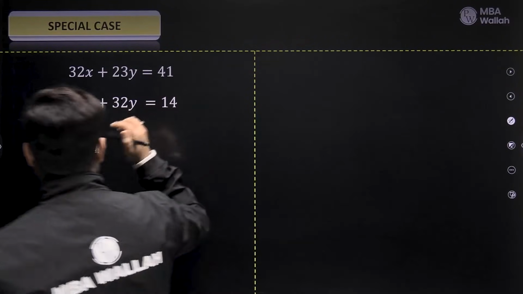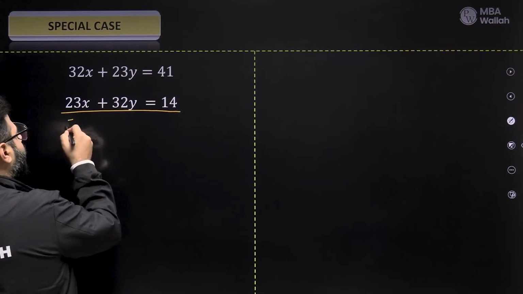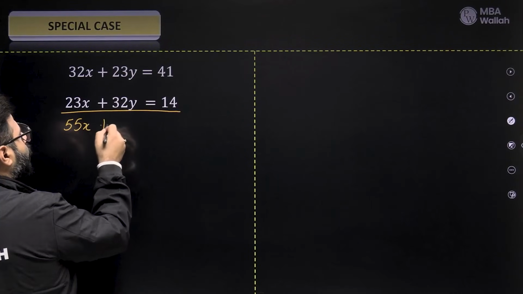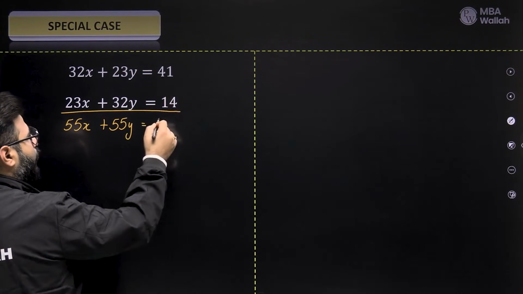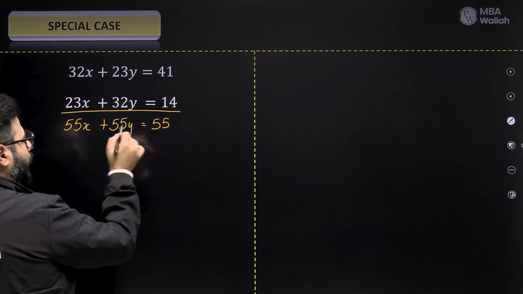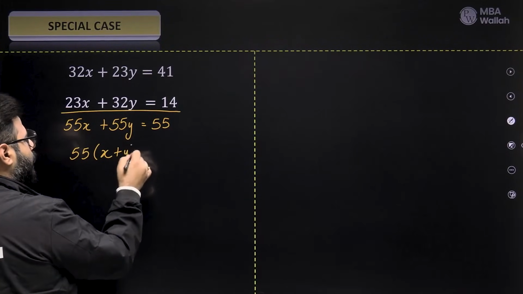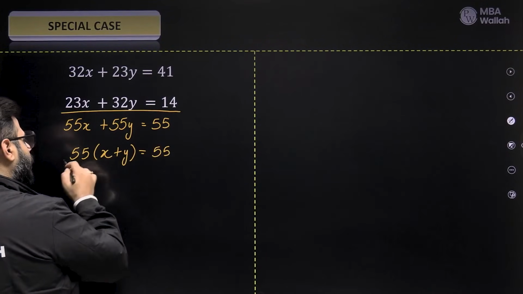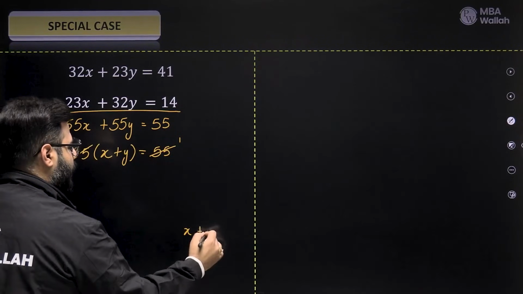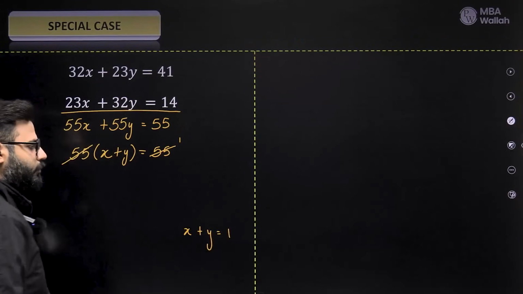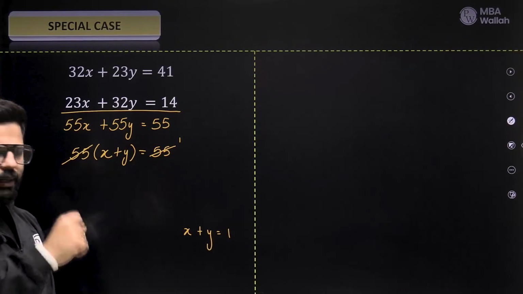So if I add both the equations, 32 plus 23 gives me 55x. 23 plus 32 gives me 55y. 41 plus 14 gives me 55. And now do you see I have a 55 common, I have x plus y, and I have a 55 here. 55 1s are 55, and I have a beautiful equation with me, that's x plus y equals 1. Simplified equation, just by simply adding.